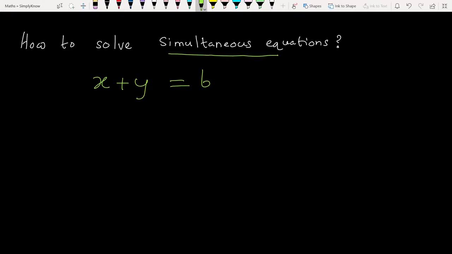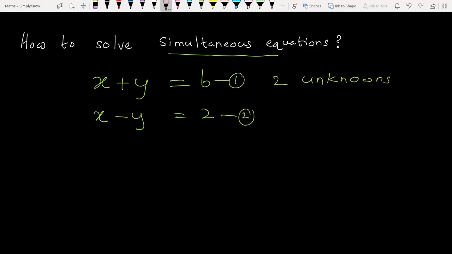Now, if I give you another equation, let's say x minus y equals 2. Now, in the second equation, we have the same unknown x and y. Now you can find the value for x and value for y. But here you need to use both equations. So remember, solving a pair of simultaneous equations means we find the value of two unknowns by solving two equations at the same time.